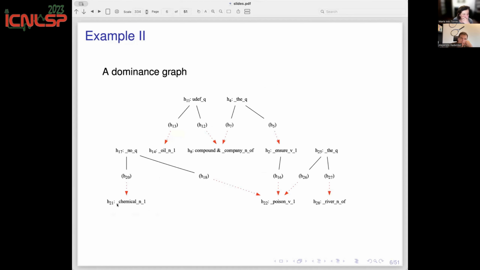Okay, so another way to see this MRS is like this. This is what we call the dominance graph. Basically, what we're showing here is that the quantifiers force some scopes of the variables, and the red arrows indicate that those are unconstrained. So it means that there are many different possible ways to transform this graph into a single tree. And that is a kind of combinatorial explosion way to deal with ambiguity, right?